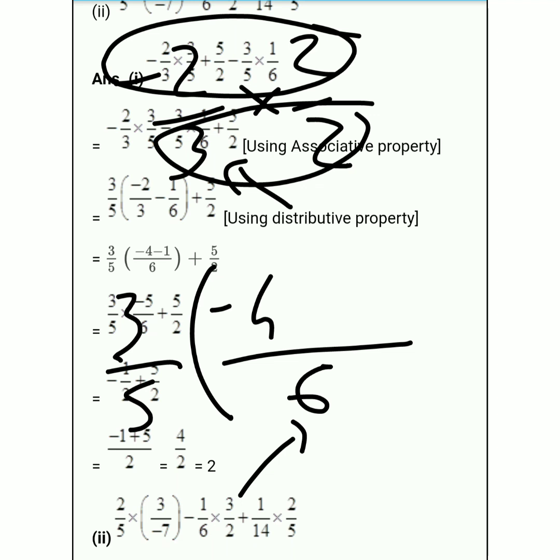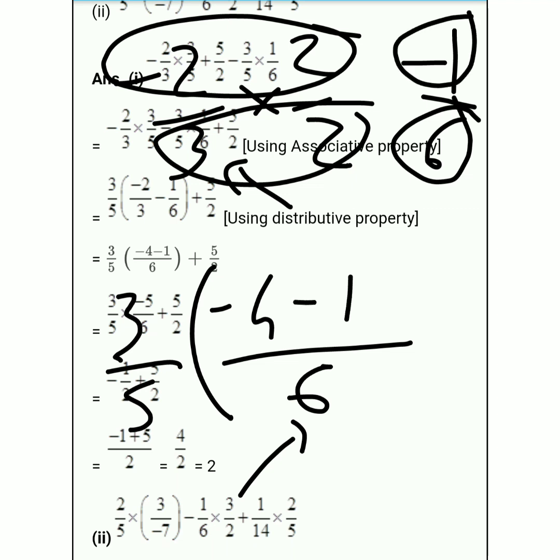Then the second term is minus 1 upon 6. I am talking about the bracket, right? In the bracket the second term is minus 1 by 6. Here 6 is already present in the denominator, right? So I can write the numerator directly here, that means minus 1. Okay, and our third term, plus 5 by 2, is as it is in this step.